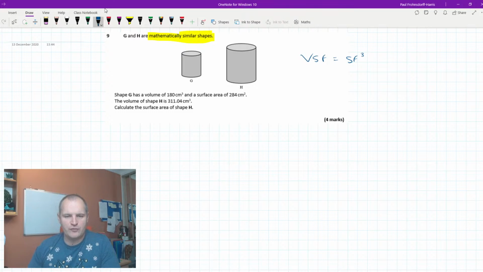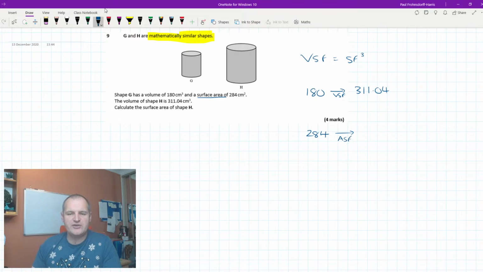Therefore, to go from G to H, I know that I've gone from 180 to 31104 using a number. And I want to know what I use with 284. However, that's surface area. So this one uses the volume scale factor. This one uses an area scale factor. So we've got a little bit of complication here. So what I do is I write them all down. Length scale factor, area scale factor, and volume scale factor. And then I do some division.